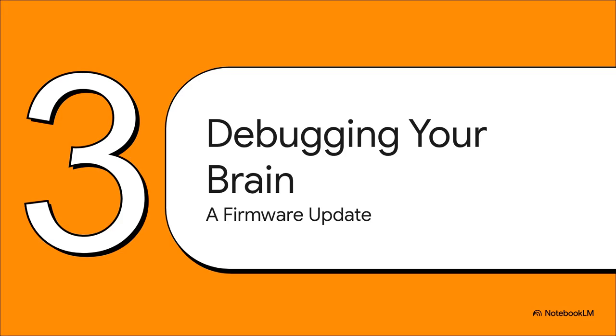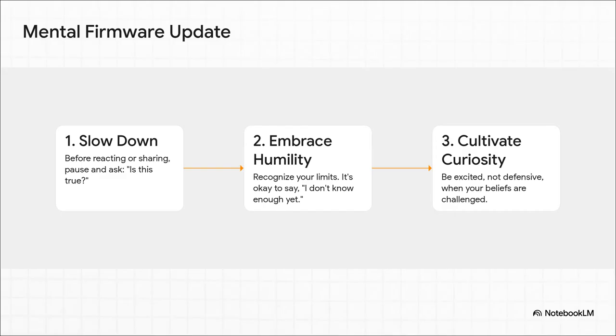No, not at all. The good news is, once you understand how the factory works, you can start to debug the system. You can actually install a firmware update for your own brain. So how do we actually do that? Well, it comes down to a pretty simple 3-step mental update. Step 1, just slow down.